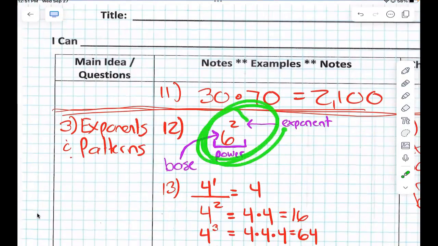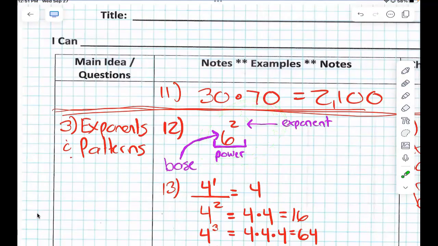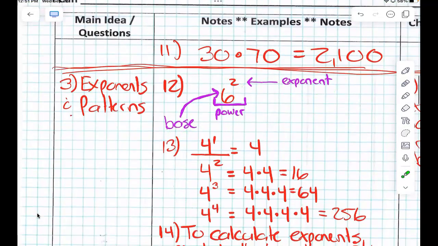All right, last thing. This whole thing right here is called a power. And the big, tall number is called the base. And the bossy, tiny little number is called the exponent. So the exponent tells the base what to do, right?